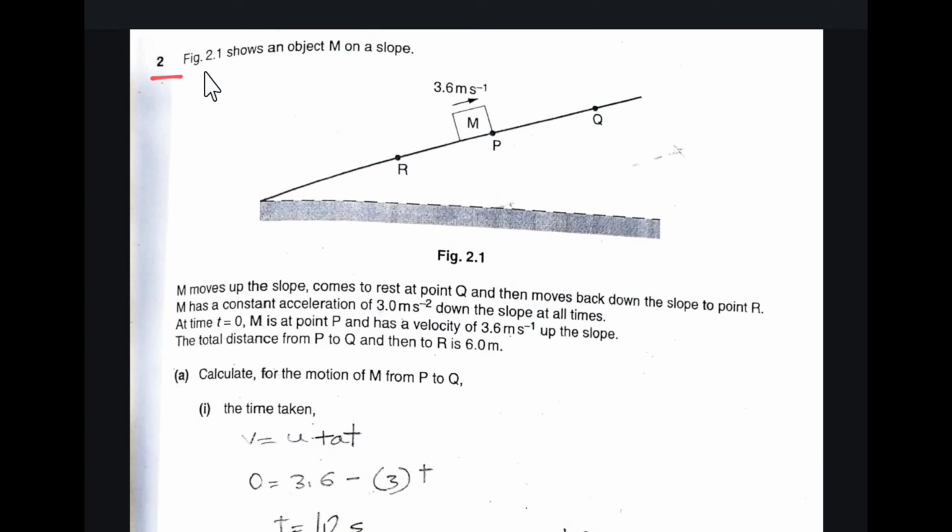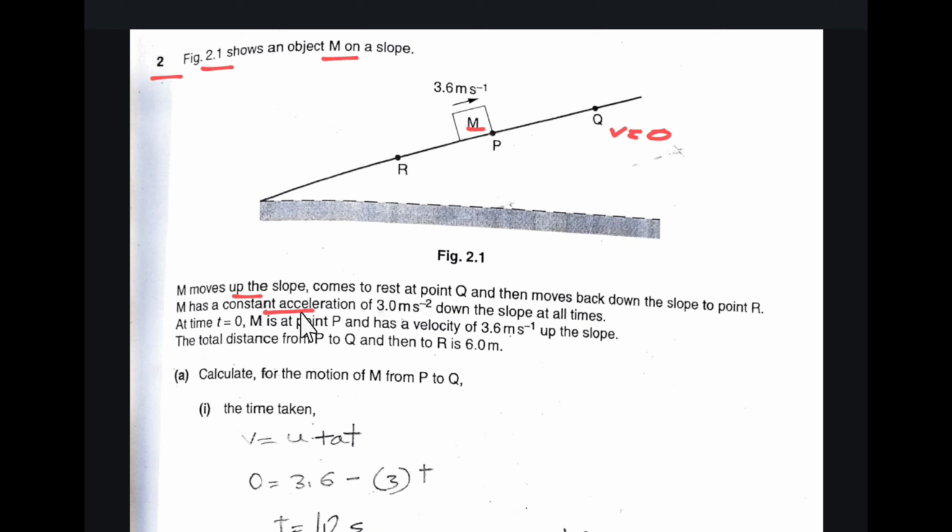Question number 2. Figure 2.1 shows an object M on the slope. So this is the object M on the slope. M moves up the plane and comes to rest at point Q. So at point Q, the velocity is 0. And then it moves back down the slope to point R. Then again it moves downwards to point R. M has a constant acceleration.